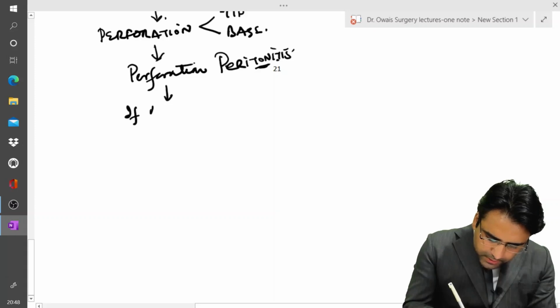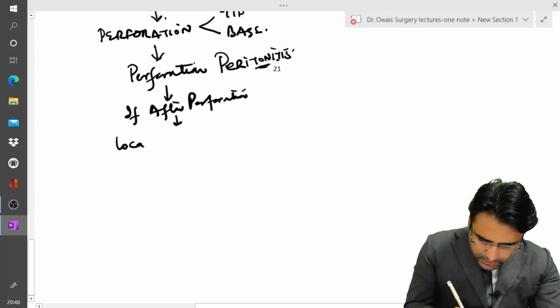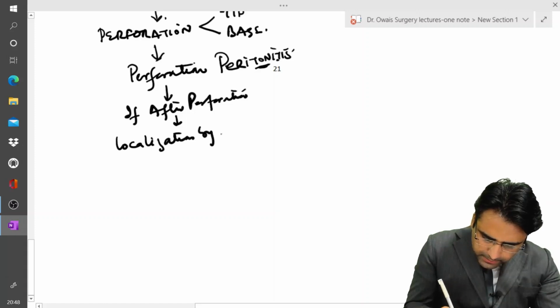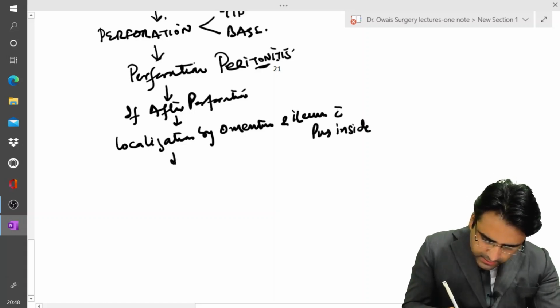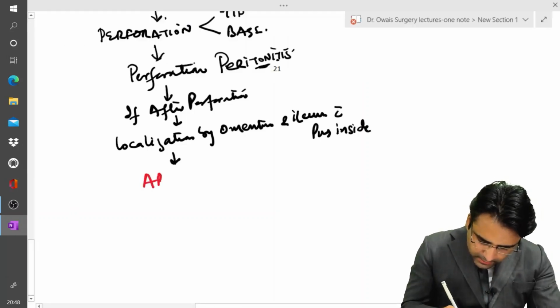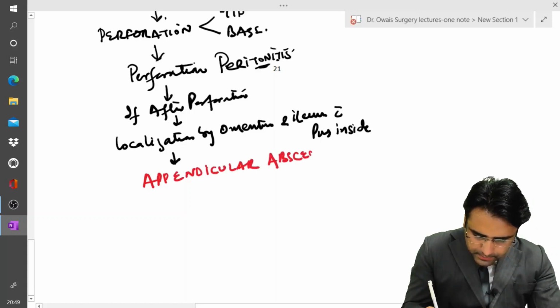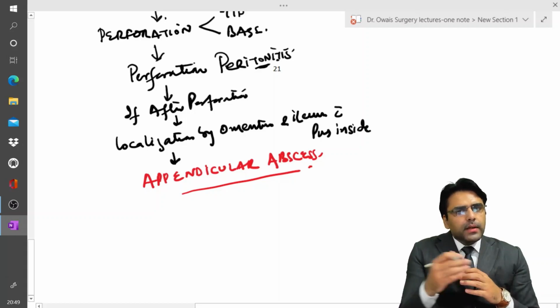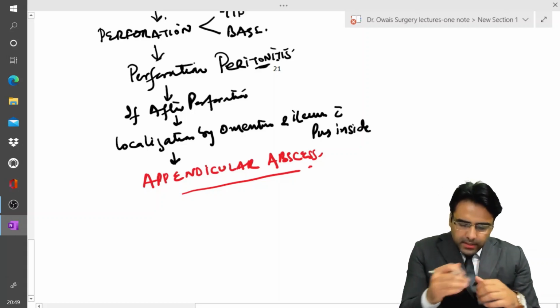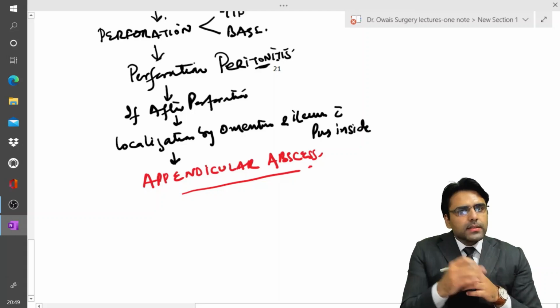Now, if after perforation there is localization by omentum and ileum with pus inside, it is termed as appendicular abscess. So localization of the pus by the surrounding omentum and the ileum is termed as appendicular abscess, whereas if there is localization without pus, it is termed as appendicular lump.